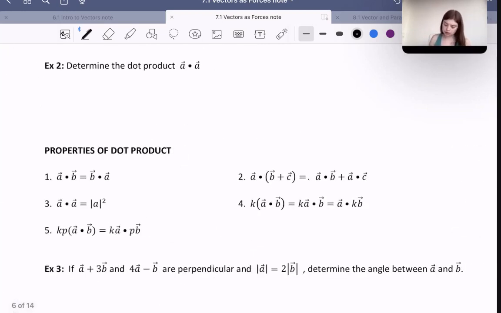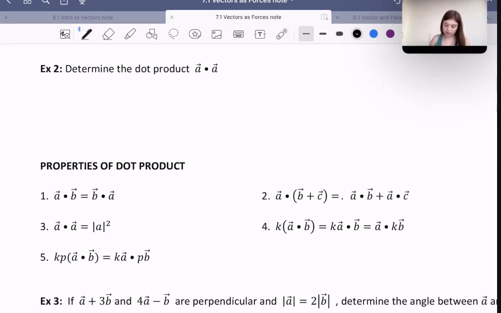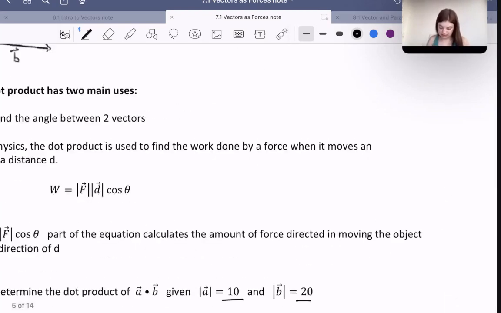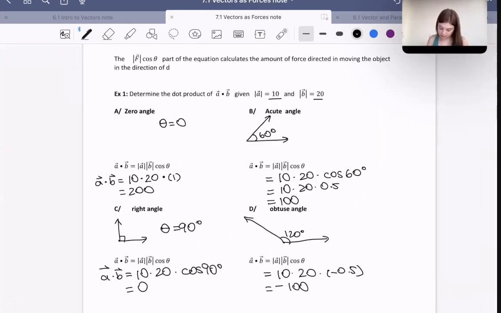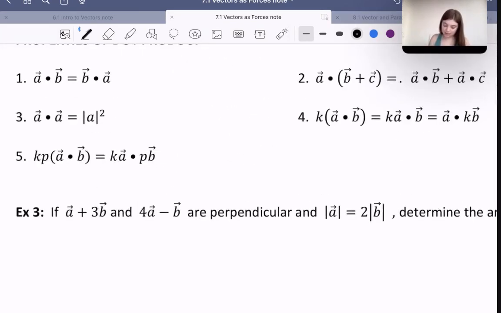Now let's do another example. Here it says determine the dot product of A dot A. Well, let's think about it. We know that the magnitude of A is 10, right? Although actually this is a separate example. So yeah, no, this is a separate example. Let's say we don't know that it's 10.